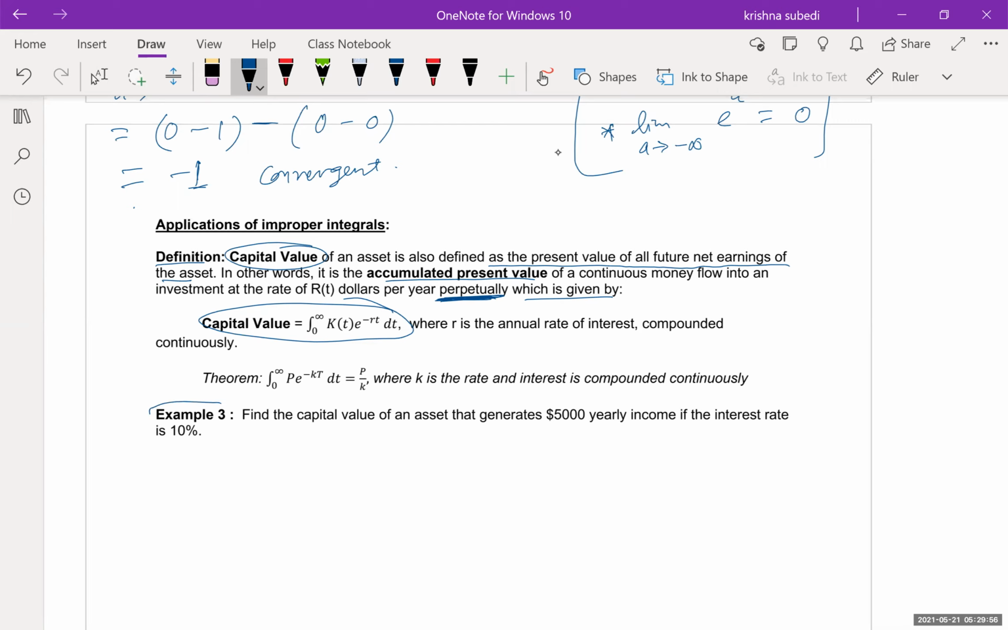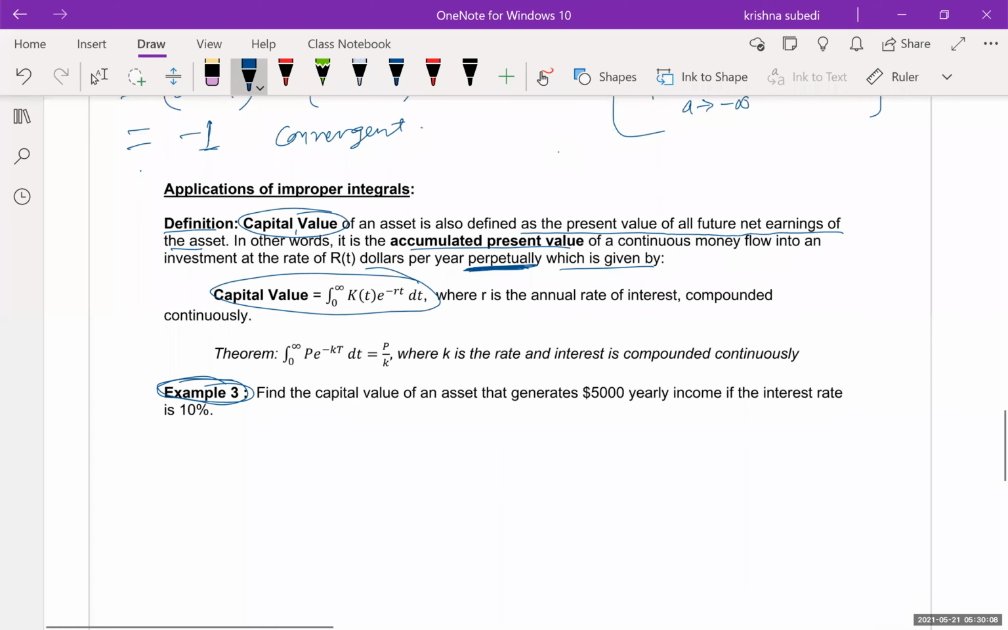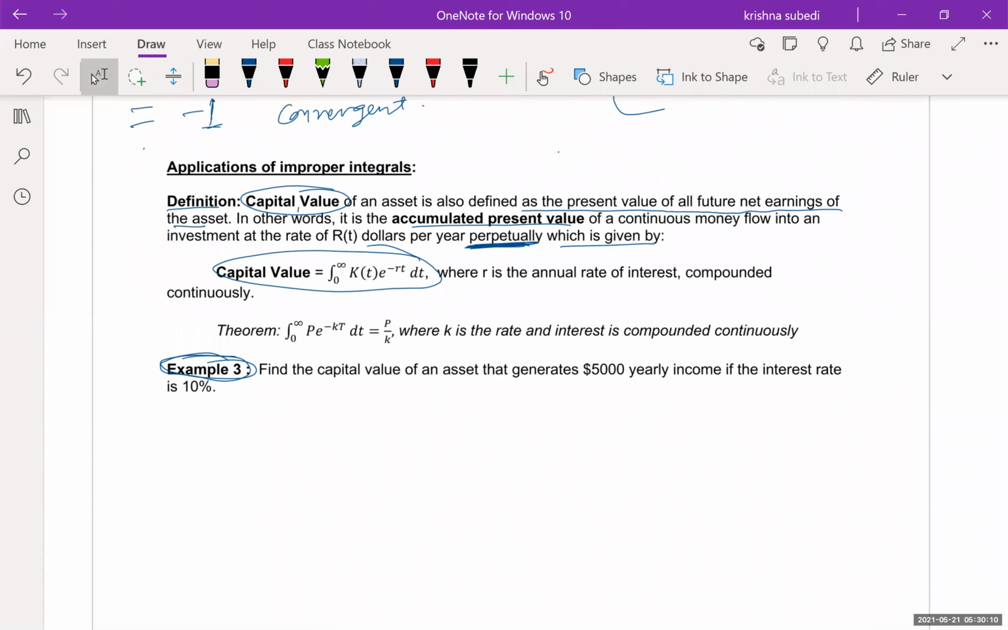So let us work with example 3. With the help of an example, it's easy for me to explain the meaning of capital value. So let us work this example and we'll understand the meaning of capital value in the context of this example. So remember this formula. The formula will be given to you in the exam, but I suggest you try to memorize it if possible.